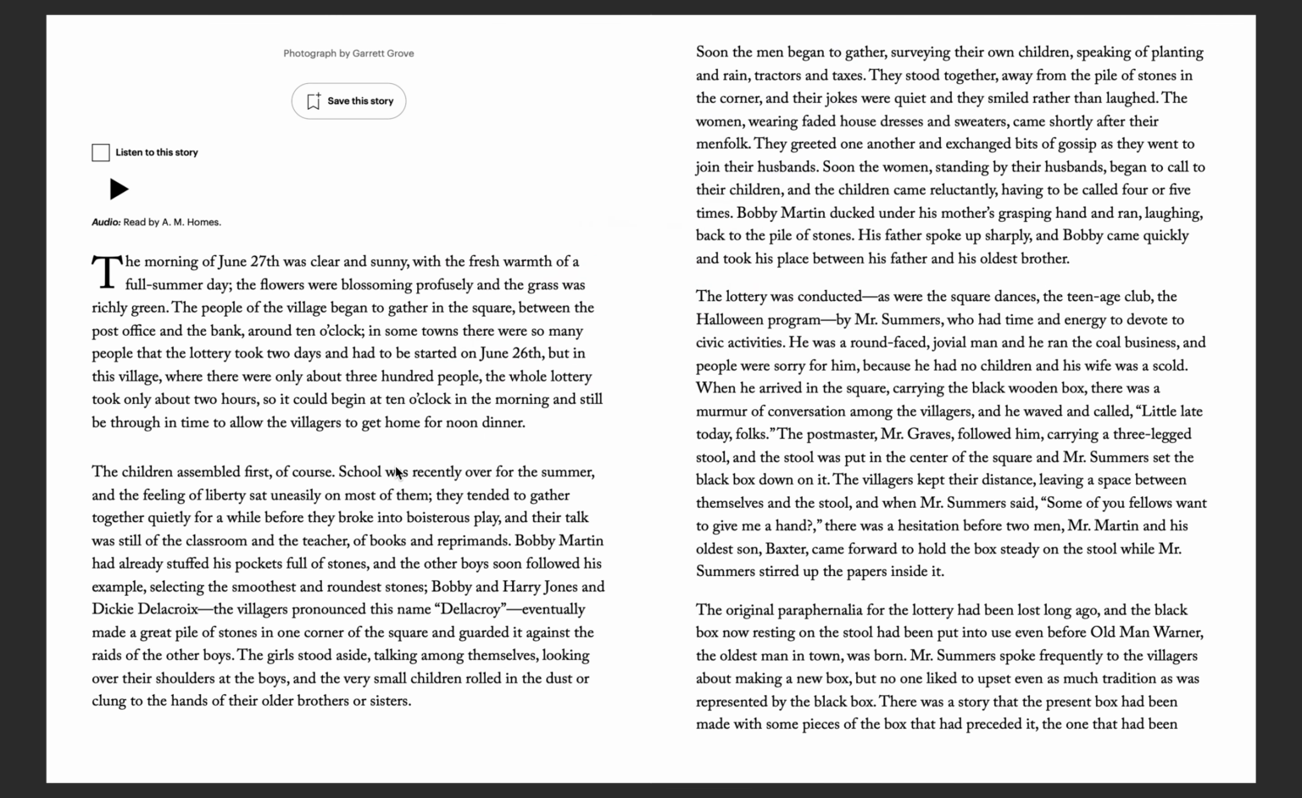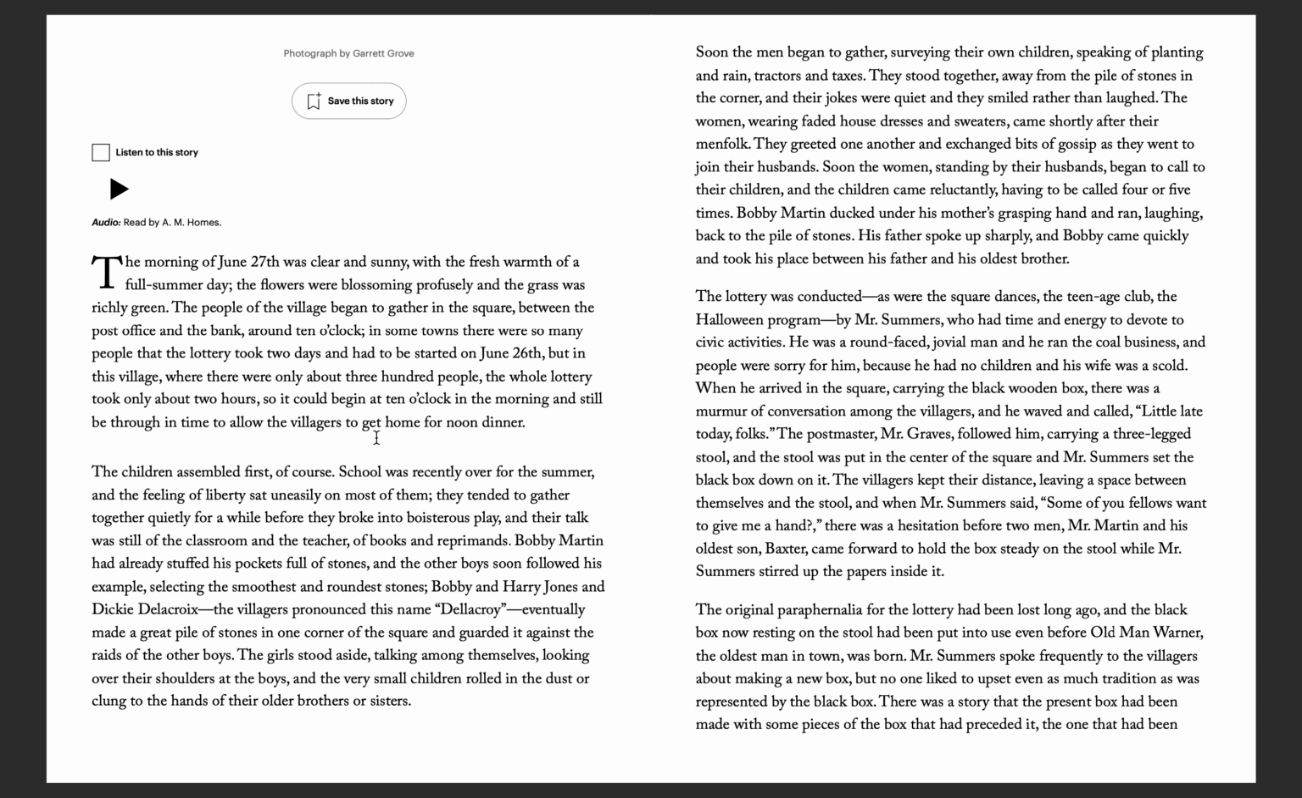So this is the story. I've got some sections here that I think are a good indicator of what I was talking about before. Like this section here: "The morning of June 27th was clear and sunny with the fresh warmth of a full summer day. The flowers were blossoming profusely and the grass was richly green." It continues on to showcase a very normal day, and they're preparing for what could presumably be a block party.